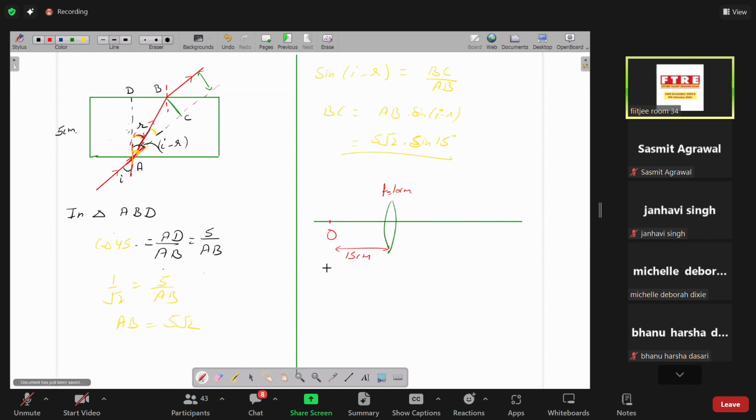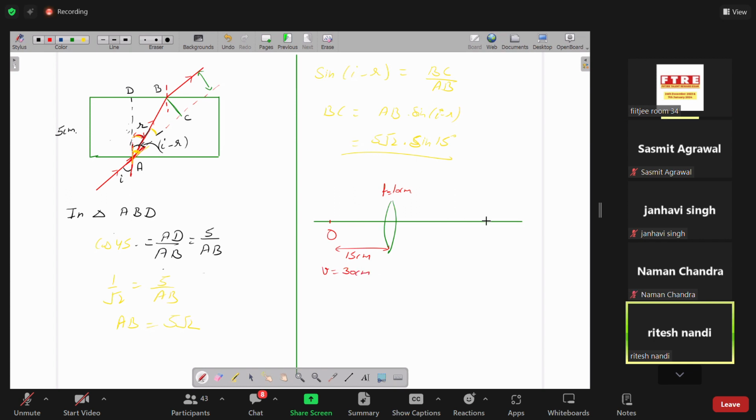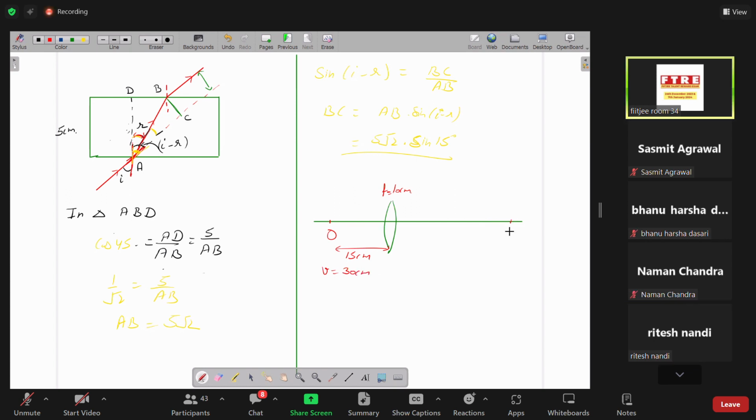Tell me, what image is being formed? Is it formed at 30? Is V equal to plus 30? Yes, the image will be formed here, at plus 30. This will be the path of the ray.